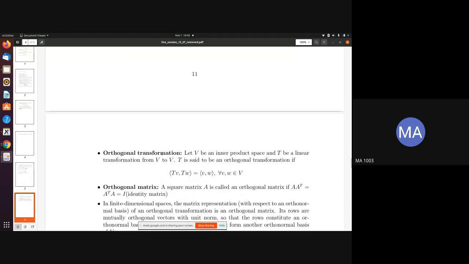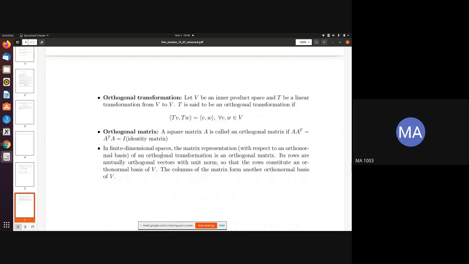So now the last section is basically orthogonal transformation. We have a vector space with an inner product, which we'll call an inner product space. Now suppose we have a linear transformation T from V to V, like R3 to R3 or R2 to R2, and on both sides we have some inner product. It may be the usual dot product or it may not be. If that linear transformation respects the inner product, then we call it an orthogonal transformation.